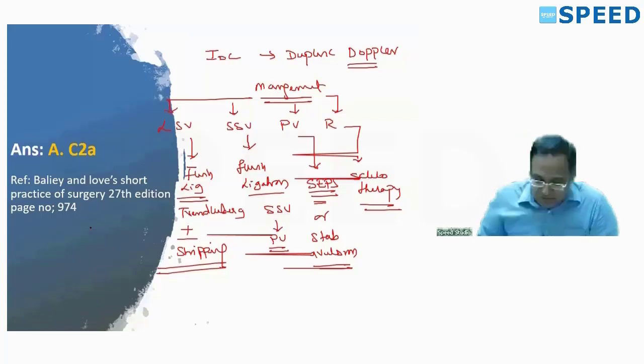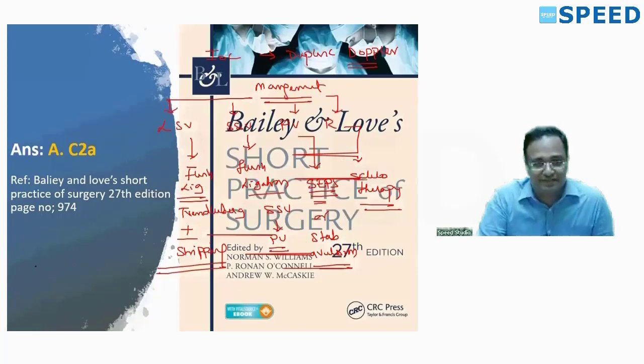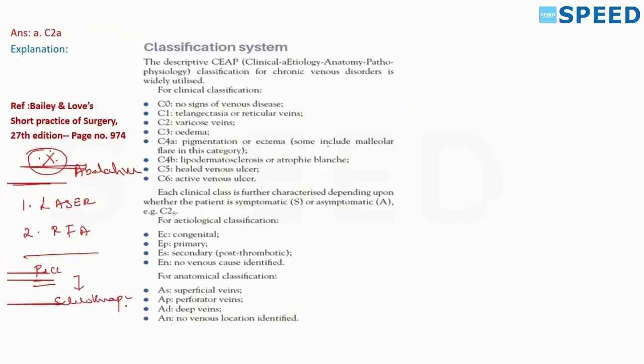Now they'll also ask you about recurrence. If there is recurrence, the treatment of choice is again sclerotherapy. Understood? And in sclerotherapy, you also have foam therapy.